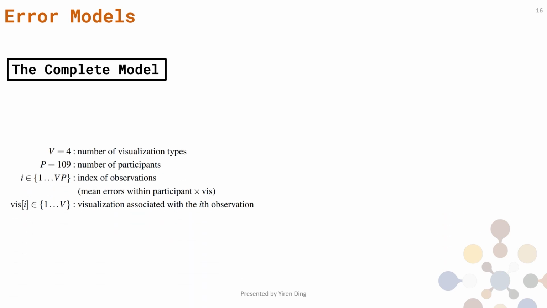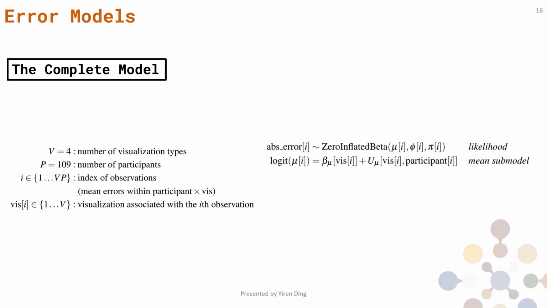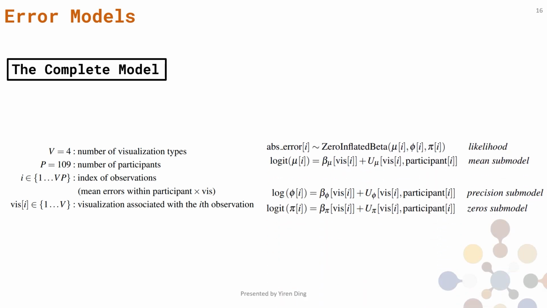These are our model parameters, and this is the likelihood and the mean sub-model. We can also have sub-models for the precision parameter phi and the zero probability parameter pi. This will complete our model.